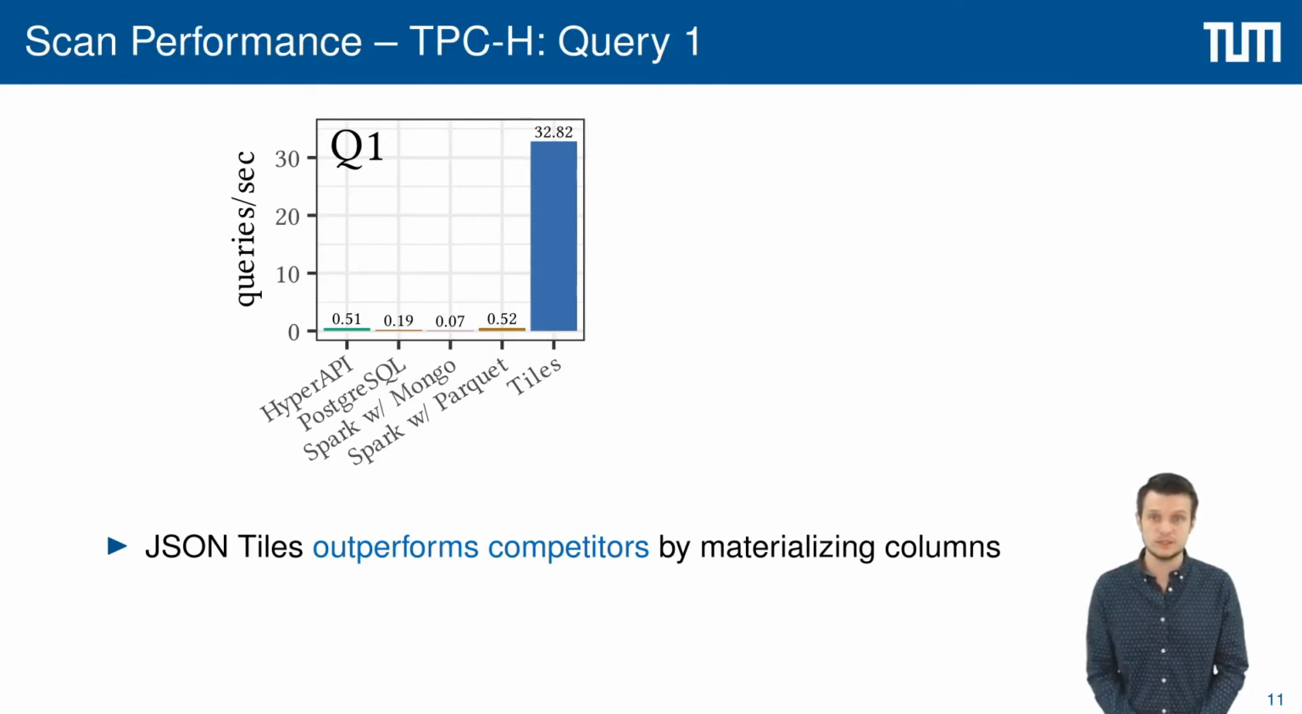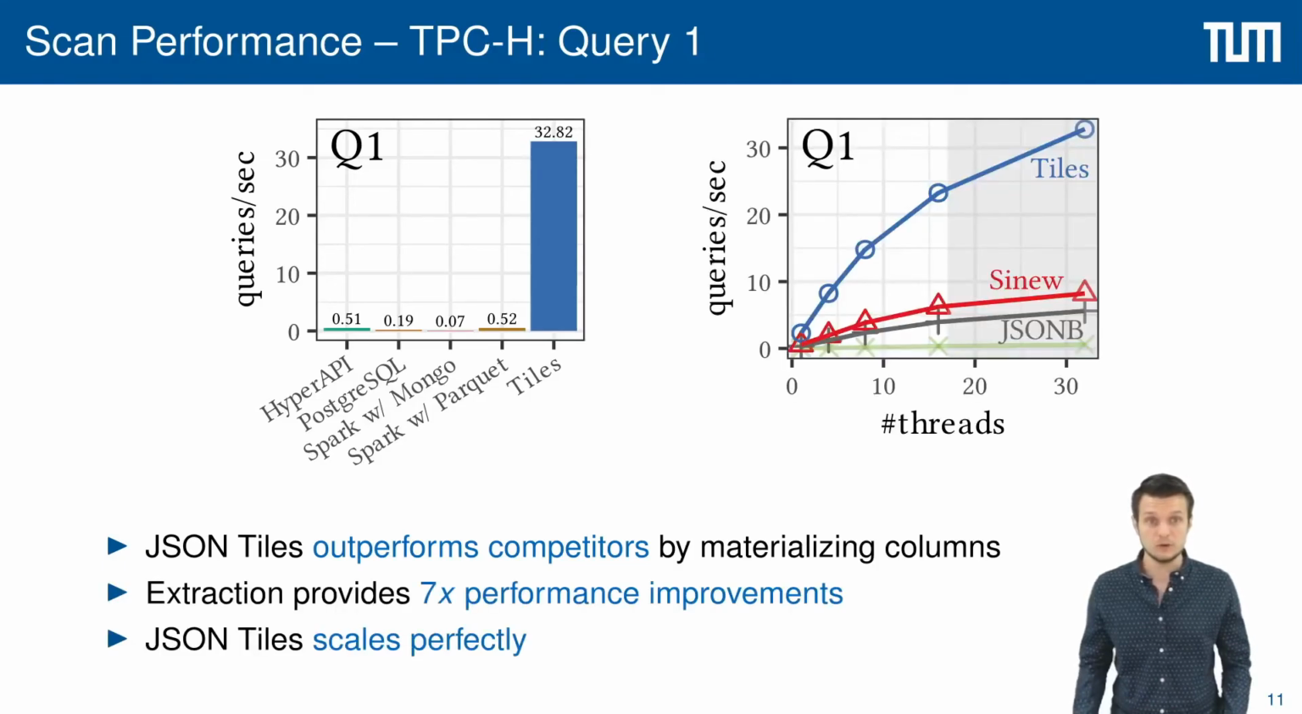Query 1 shows that our JSON tiles approach can outperform the competitors by a large margin. When we look into the internal competitors, we can see that JSON tiles provides performance improvements of 7x compared to the binary JSON baseline. We can also see that with a rising number of threads, JSON tiles scales almost linearly.